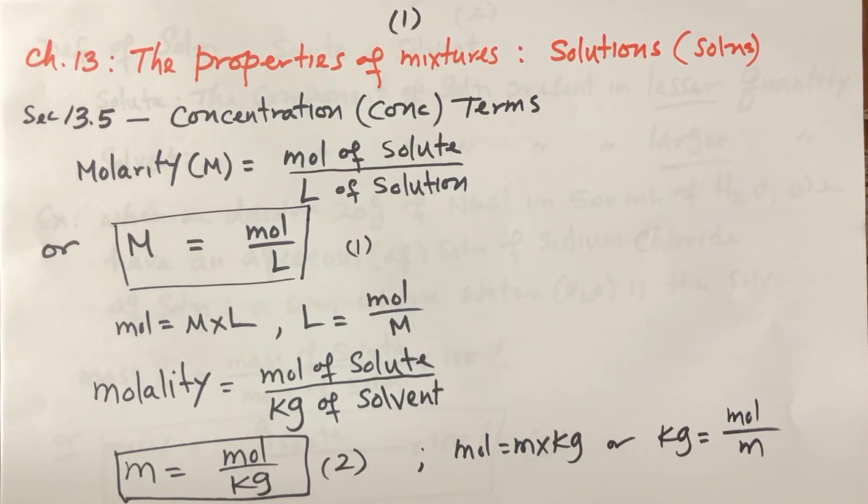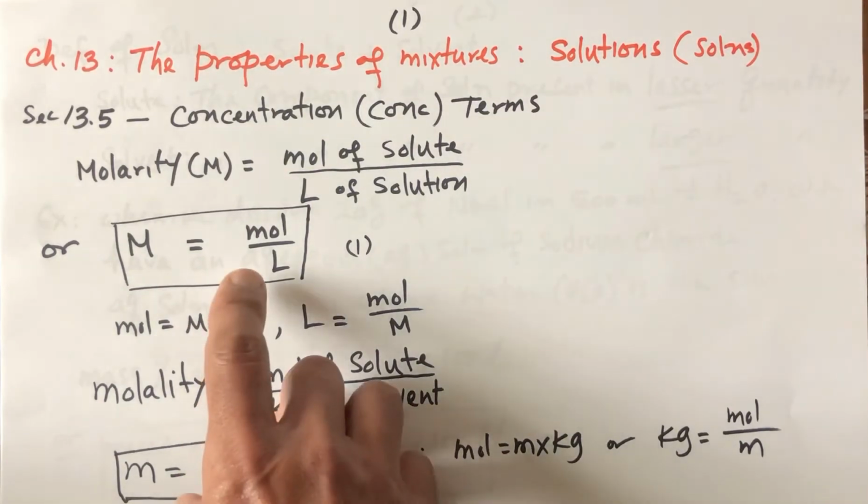But right now, let's just start with the first concentration term, which is molarity. You've probably seen this in General Chemistry 1, that molarity is defined as the moles of solute divided by the liters of solution. In the form of an equation, molarity is shown by the capital letter M, and then mole divided by L. Mole stands for moles of solute, liter of solution, and M is molarity. So I'm referring to this equation here.